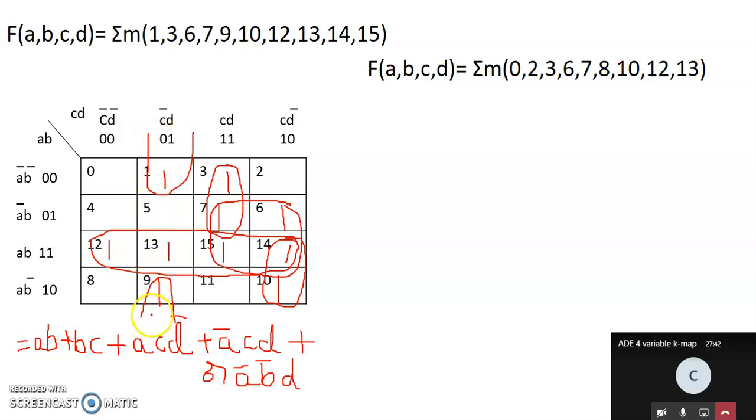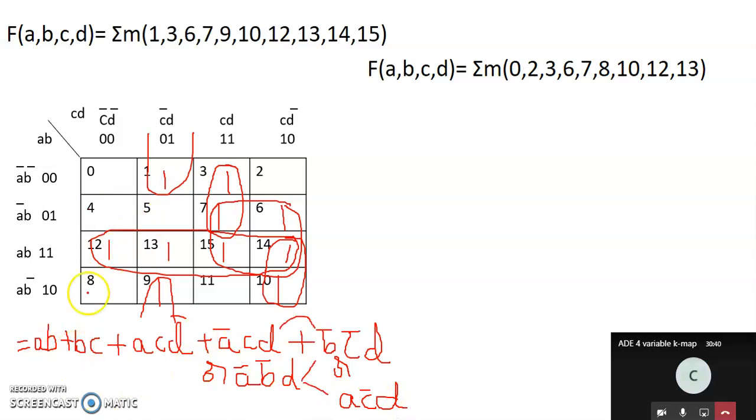If it is overlapping like this, then the result we are going to get here is B bar, then C bar D. Or else, if I make these two into a group, I'll be getting A, C bar D. I hope this is clear. Any doubts in this?